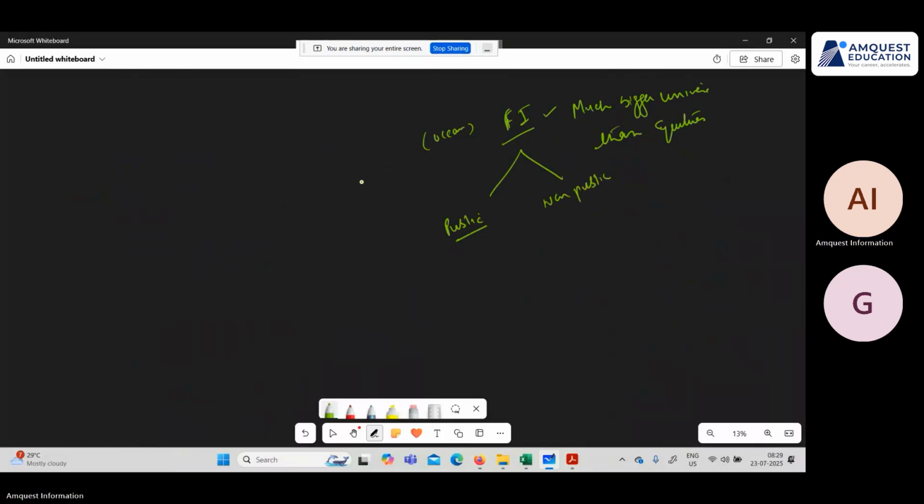Okay. But when it comes to fixed income, although we say that we don't talk about this, ironically, fixed income has a much bigger universe than equities. Much, much. Equity is just a small portion. It's an ocean. In fixed income, you can have public fixed income, and then you can also have non-public, right? Because you have bonds, and then you have money market instruments.